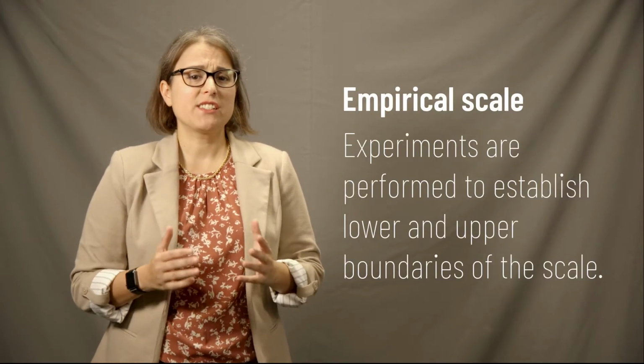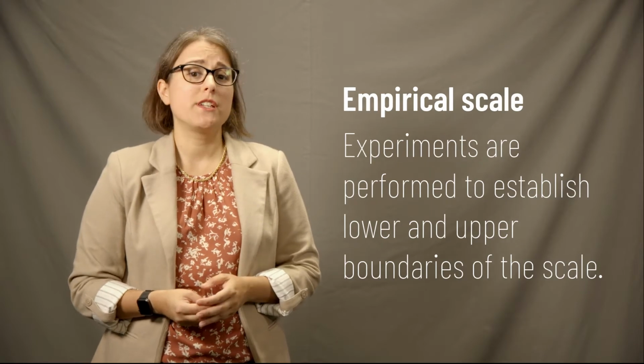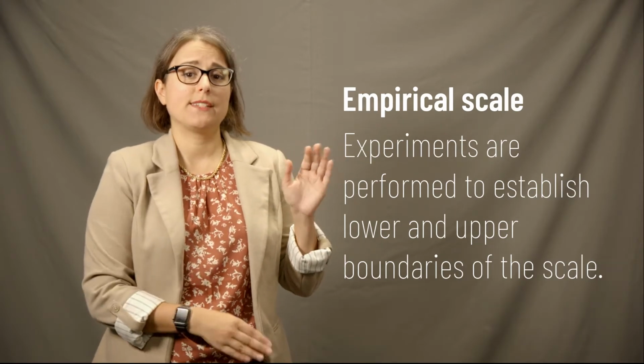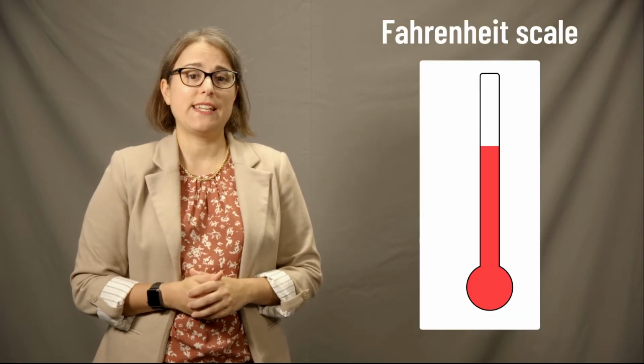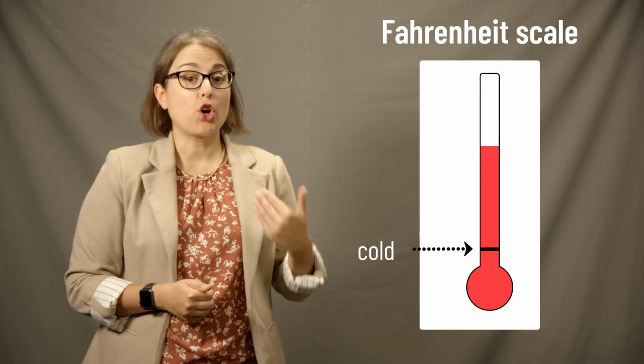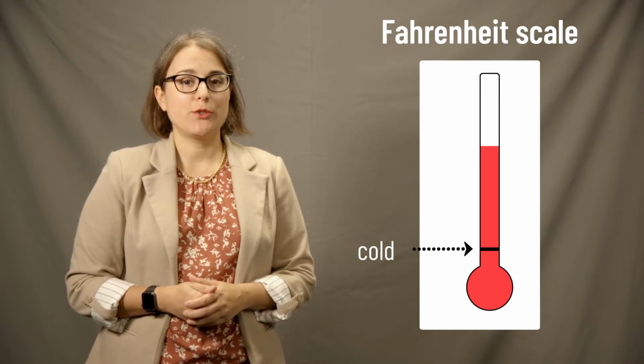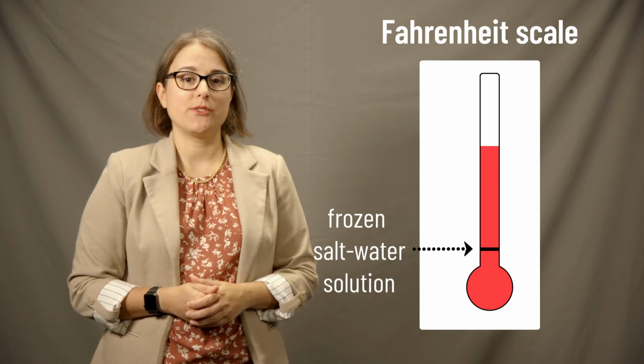Now that we understand what temperature is, we need a way to measure it. There are two types of temperature scales that can be used: empirical scales and absolute scales. Let's talk about empirical scales first. An empirical scale just means that experiments were performed to derive the upper and lower limits of the scale. The Fahrenheit scale was proposed in the 1700s. The limit for the cold end of the temperature scale was chosen as a frozen saltwater solution.